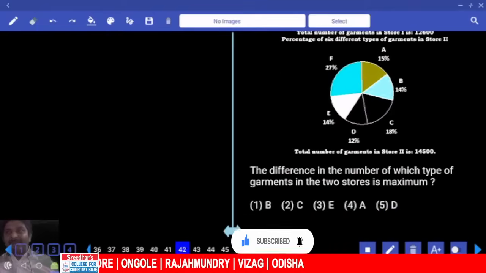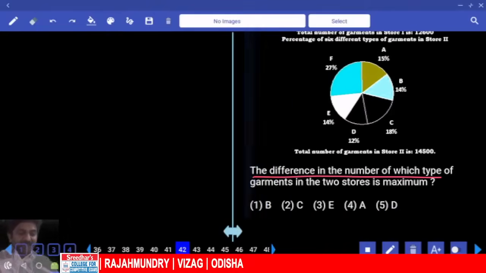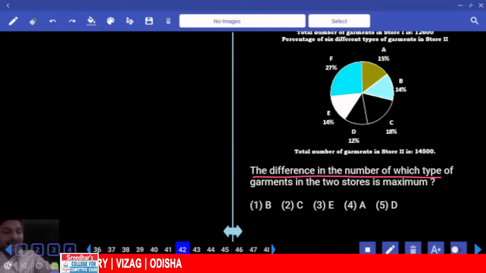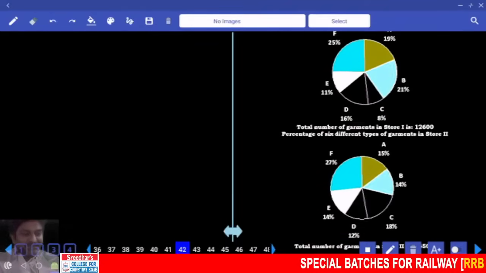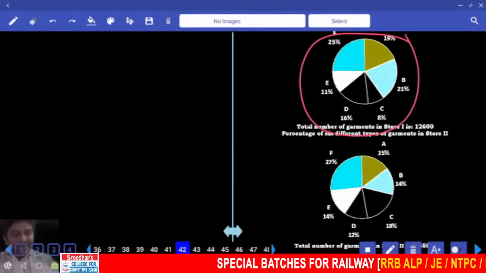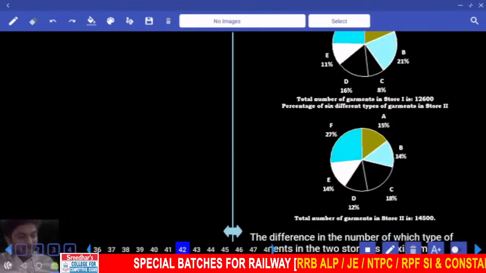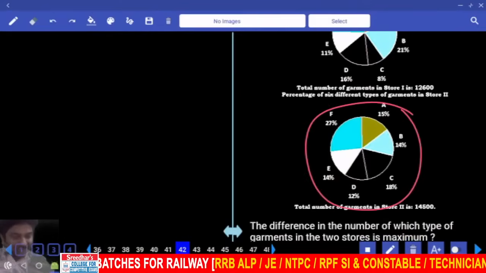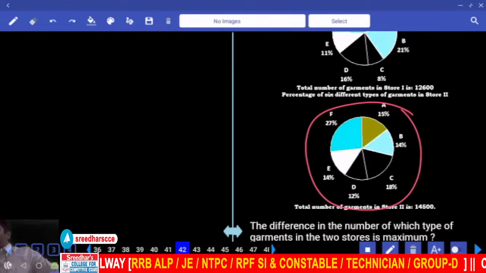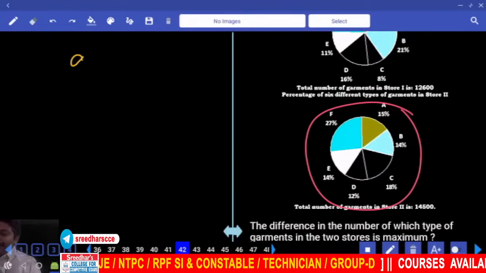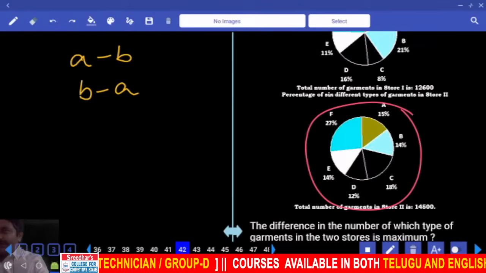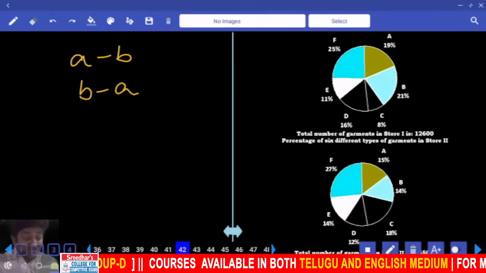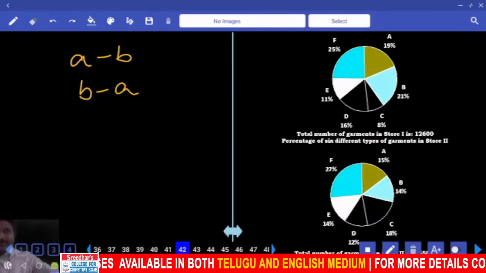14,500. This is not a 9 multiple. Difference in the number of which type of garments in the two stores is maximum? Difference must be maximum, right? All these percentages are calculated on 12,600, fine. And all these numbers are calculated on 14,500. And we were expecting huge difference. That may be A minus B or that may be B minus A. We are expecting huge difference. So we can directly verify percentage gap where exactly it is maximum.